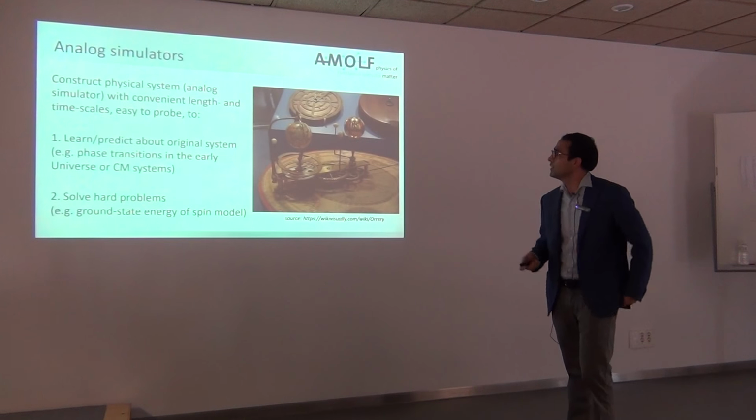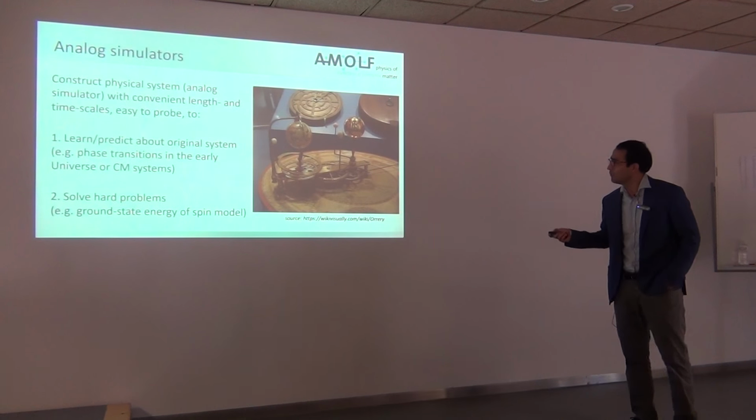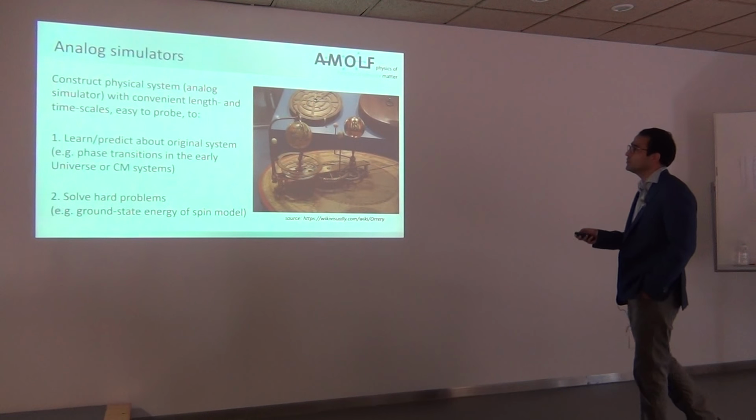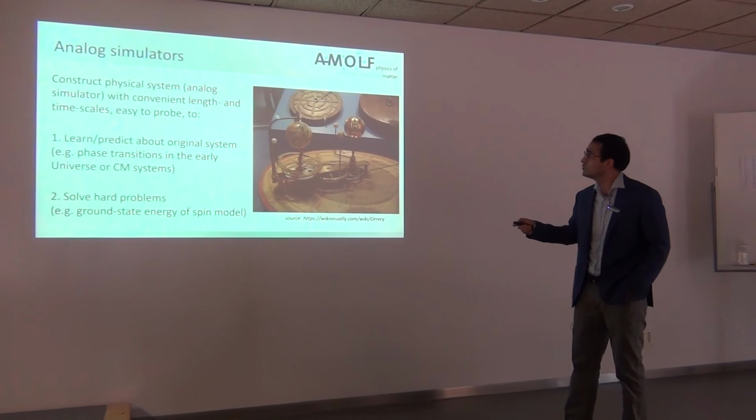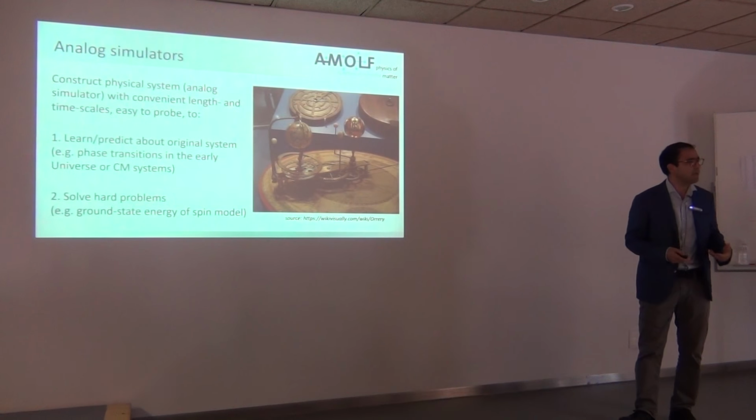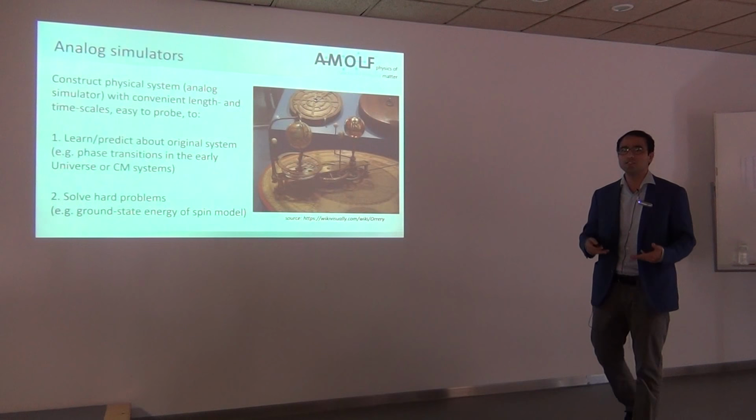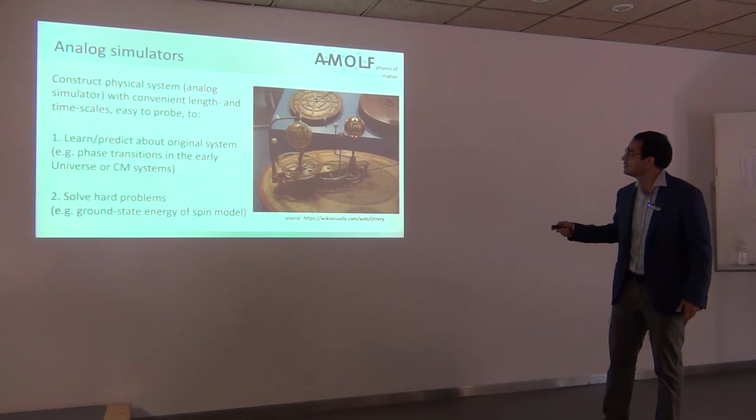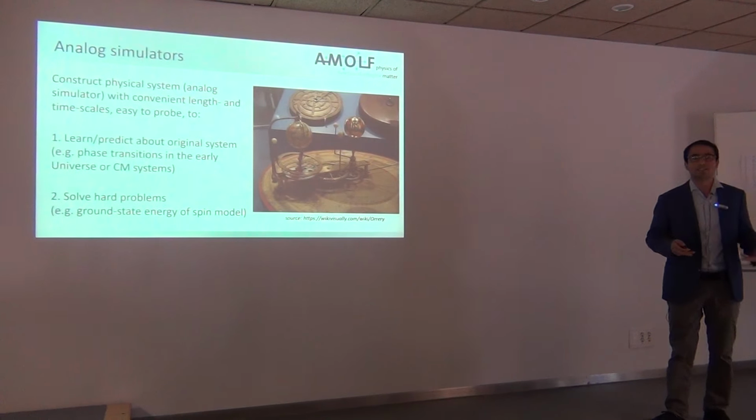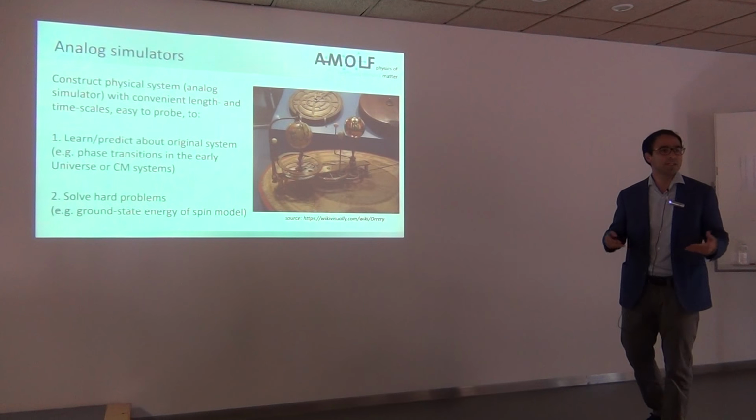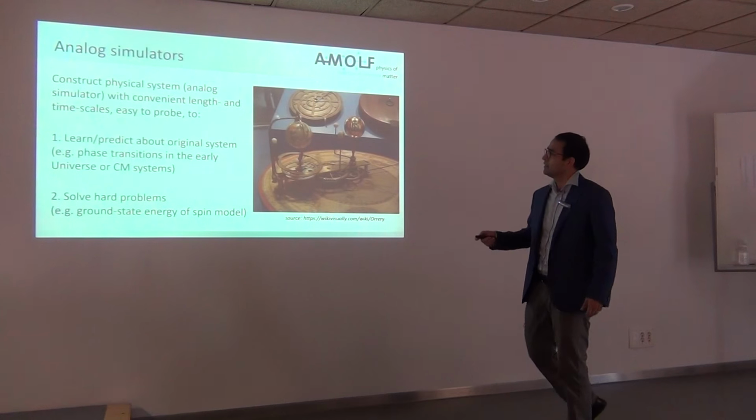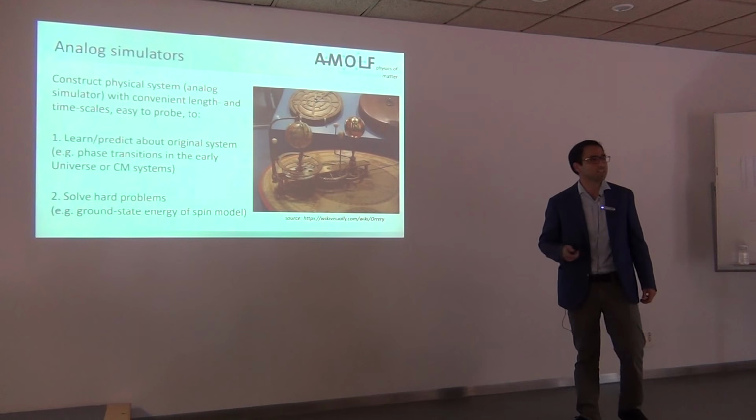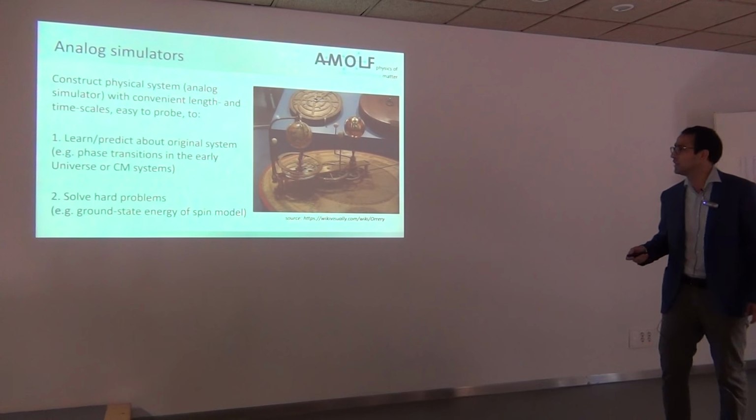A bit of the motivation comes from way back in medieval times, where people were building analog simulators for different purposes. The idea is that you construct a physical system that has convenient length and time scales, and it's easy to probe. And you can use it, for instance, to learn or predict something about the original system. For instance, these are orreries that were built as a means to learn about astronomical events and keeping track of time and so on. I think more recently this has also been studying phase transitions in the early universe or condensed matter systems. It's another topic that I'll come to later.